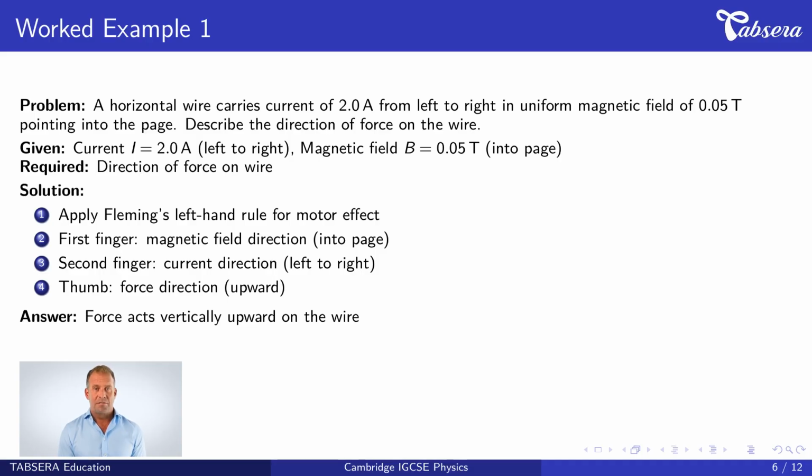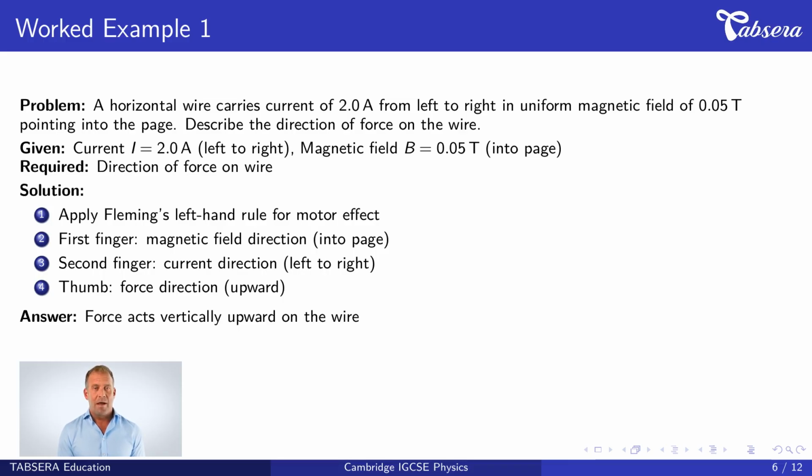Let's work through our first example. The problem states, a horizontal wire carries current of 2.0 amperes from left to right in a uniform magnetic field of 0.05 Tesla, pointing into the page. Describe the direction of force on the wire. We are given current I equals 2.0 amperes flowing from left to right, and magnetic field B equals 0.05 Tesla, pointing into the page. We need to find the direction of force on the wire.